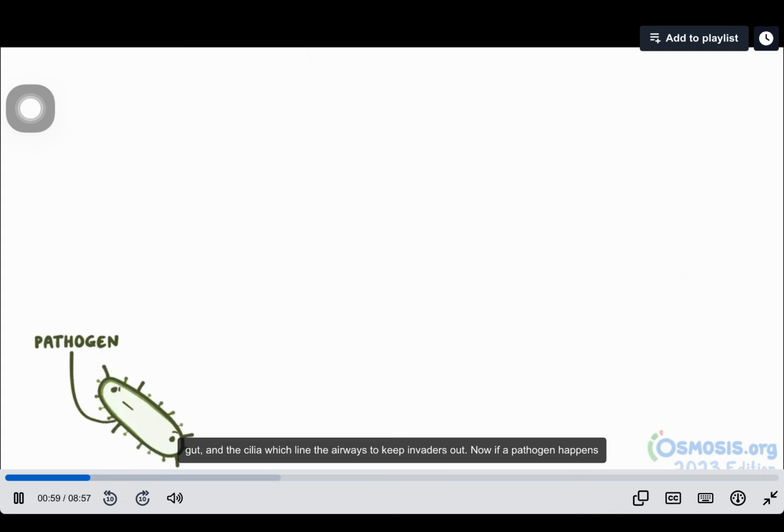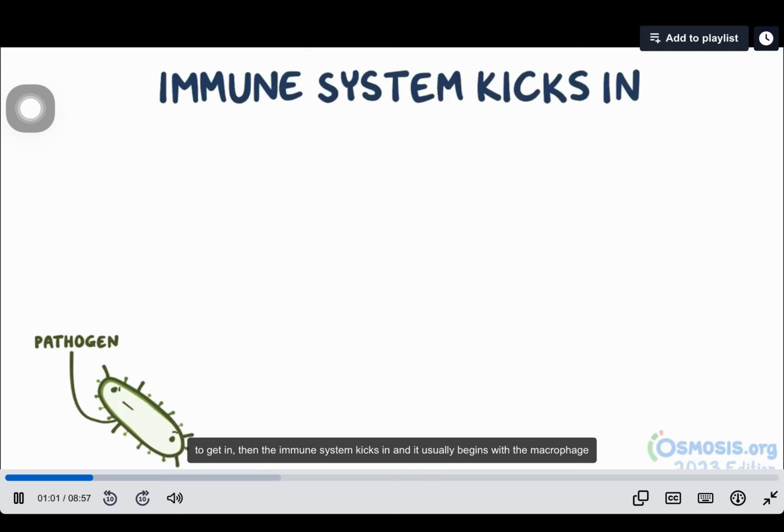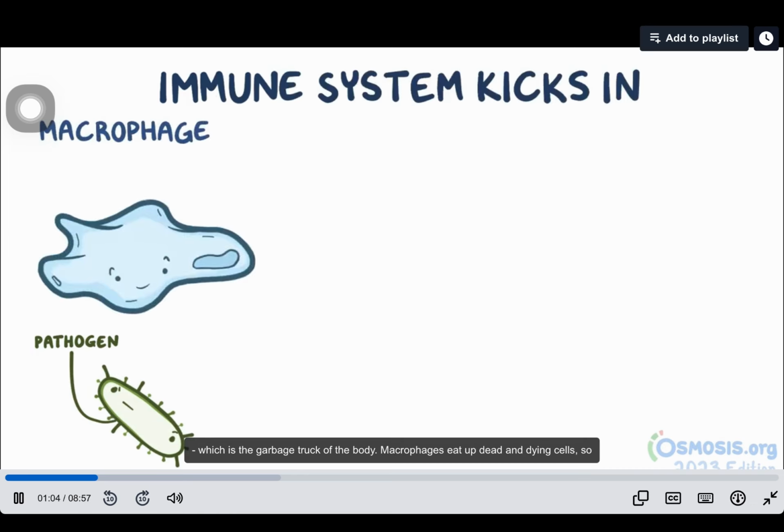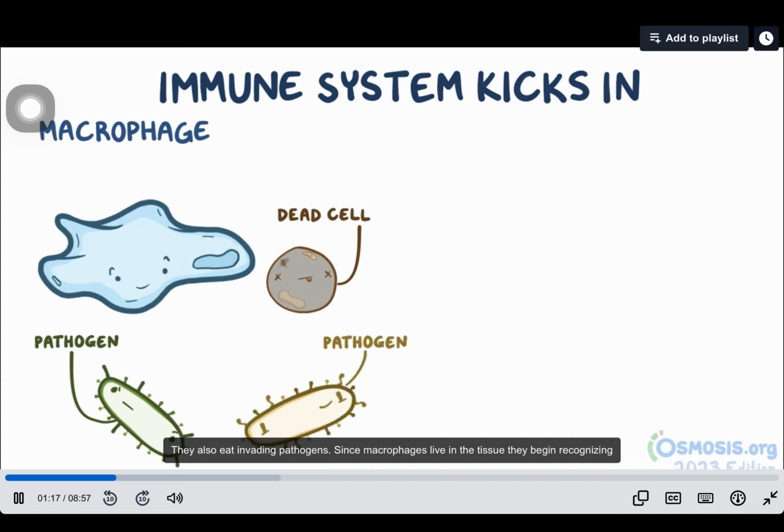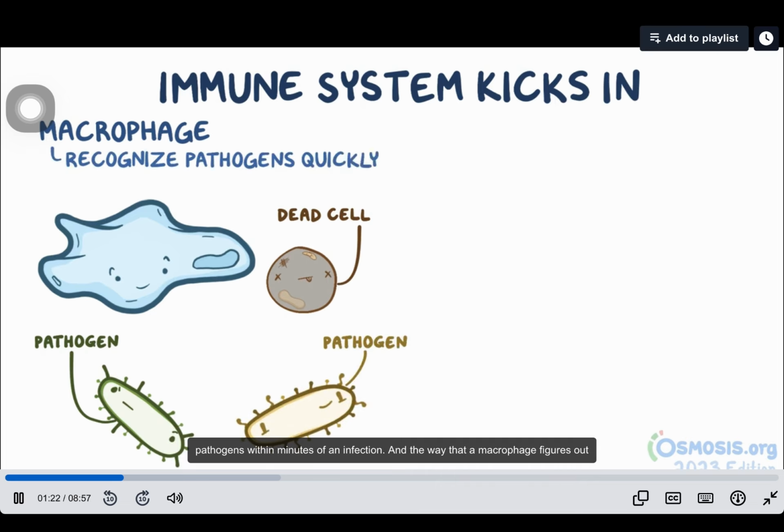Now, if a pathogen happens to get in, then the immune system kicks in, and it usually starts with the macrophage, which is the garbage truck of the body. Macrophages eat up dead and dying cells, so that the tissue doesn't get cluttered with them, and that makes room for new cells. They also eat invading pathogens. Since macrophages live in the tissue, they start recognizing pathogens within minutes of an infection. And the way that a macrophage figures out if something is a healthy host cell or a pathogen is by the molecules that a cell or pathogen has on its surface.